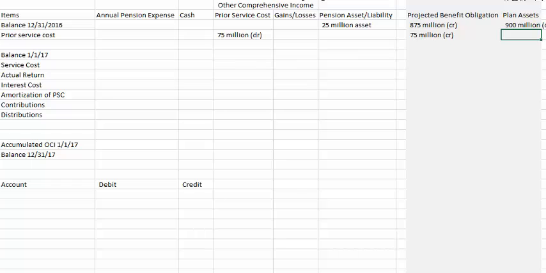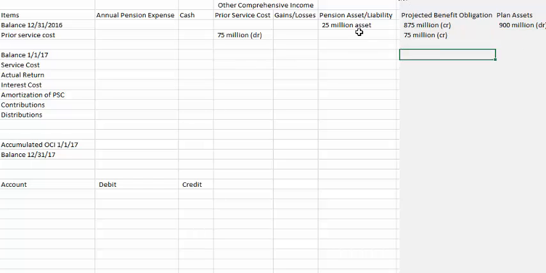And let me just move that out a little bit. I don't know, I guess you can't see that there. And then the pension asset would also have a debit balance.